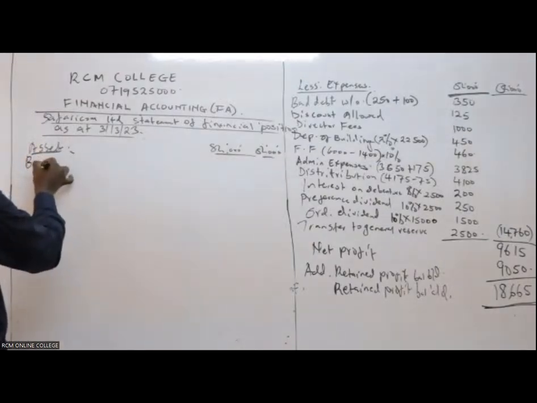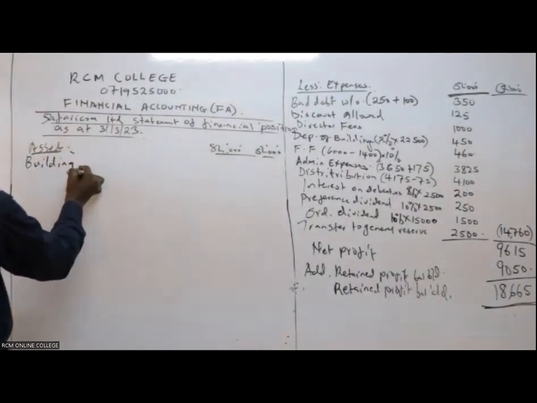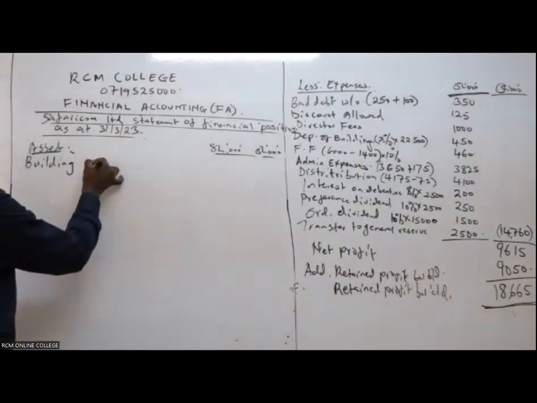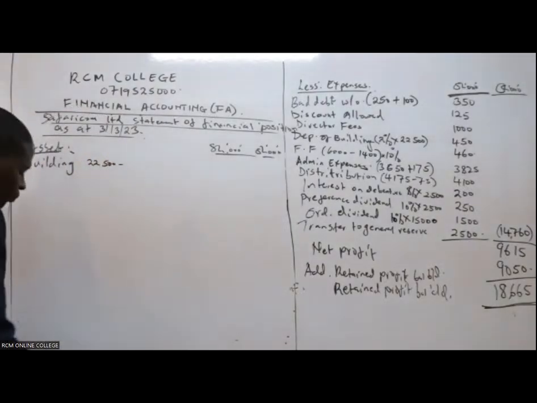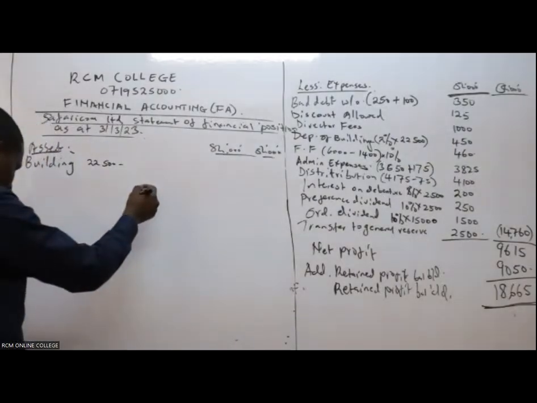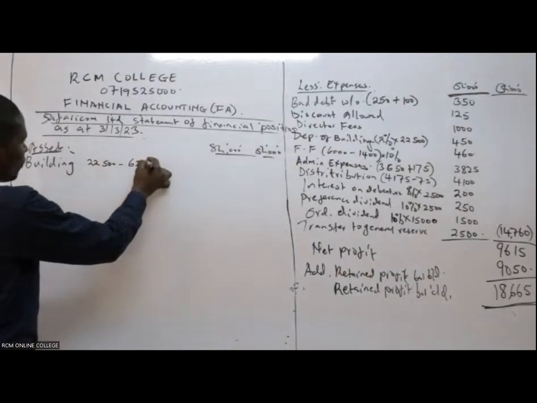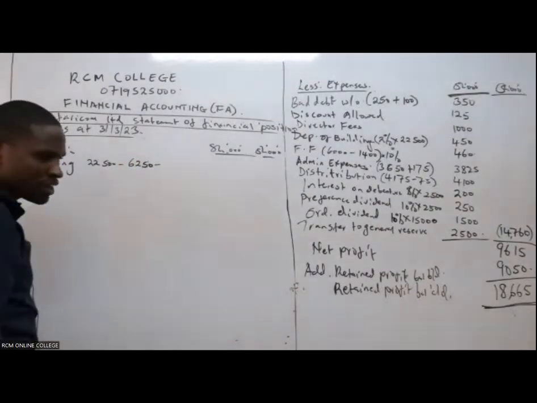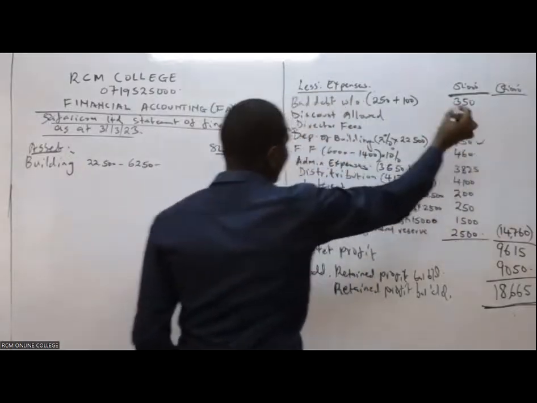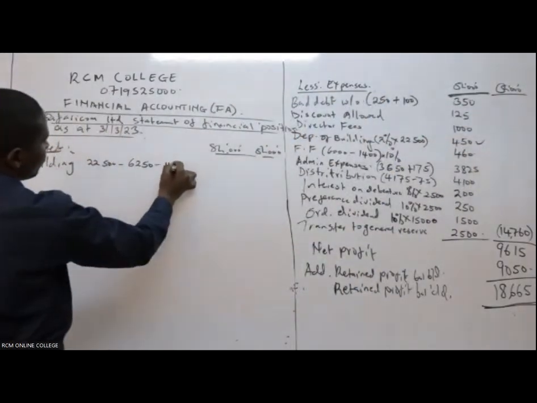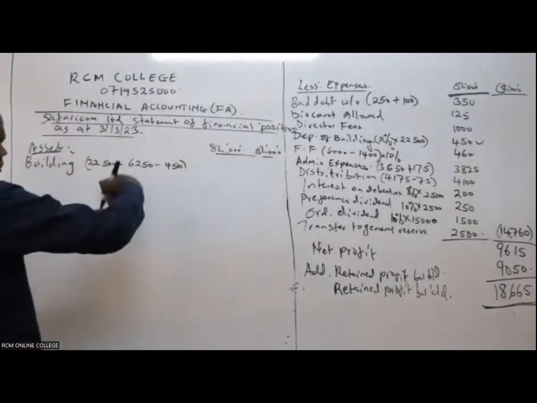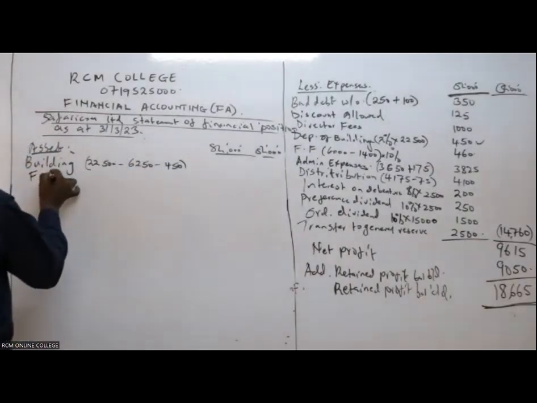So what will be the value of my building in this case? I have to check who's the cost. Cost was 22,500. I have to subtract the accumulated depreciation, which was 6,250, and then I subtract the depreciation for the year, which I was given. Depreciation for the year for building was 450. And whatever I get, I put at the end column.